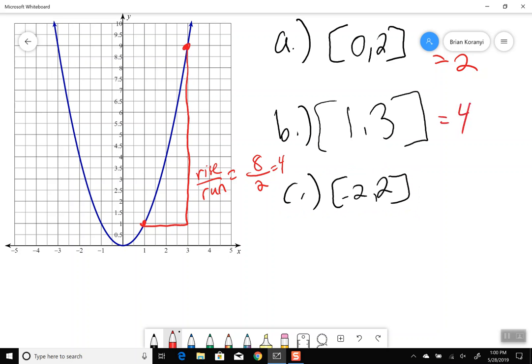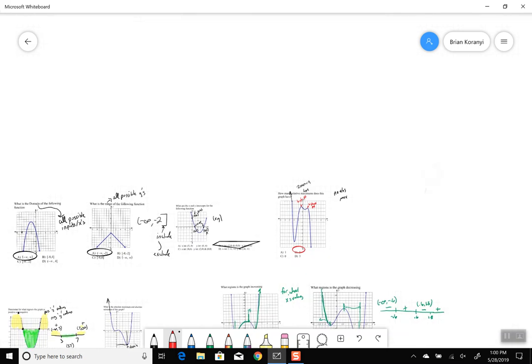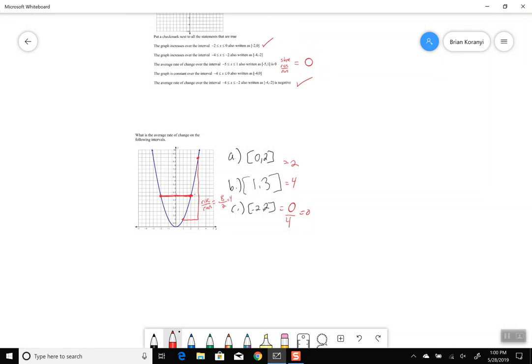And then from -2 to 2, again, my average rate of change, I'm rising nothing and I am running, so that's going to be a slope of 0. Because if I try to do my rise over run, I rose nothing and I ran 1, 2, 3, 4, so it'd be 0 over 4, which is 0. Okay. And that is the first few pages about characteristics of graphs.